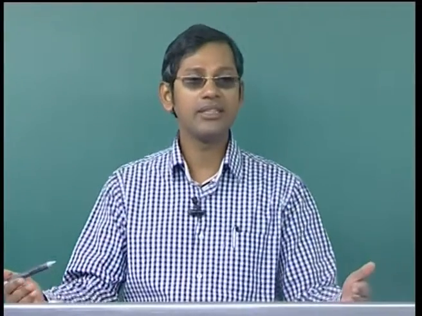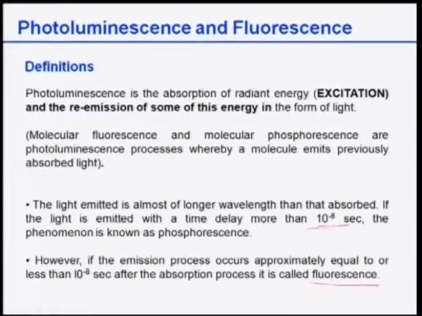In the case of fluorescence, the delay for emission of light after absorption of a photon is less than 10 to the minus 8 seconds. That means it will be of the order of 1 to 10 or even less than 1 nanosecond. And in the case of phosphorescence, it is approximately tens of nanoseconds. So, this is the main difference between phosphorescence and fluorescence.